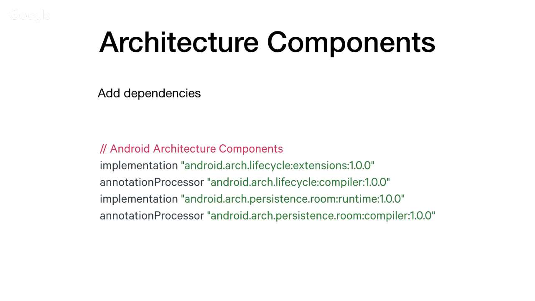So if we were going to add this into our application from before, we would probably go and add these. Oh, why did I include persistence there? You don't need persistence. Just the first two, lifecycle extensions and lifecycle compiler. Persistence is for room. Don't need that.